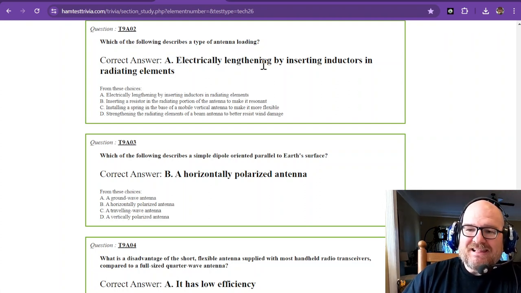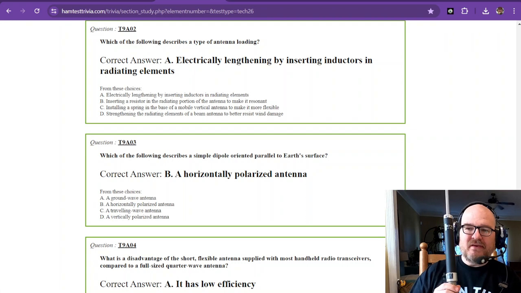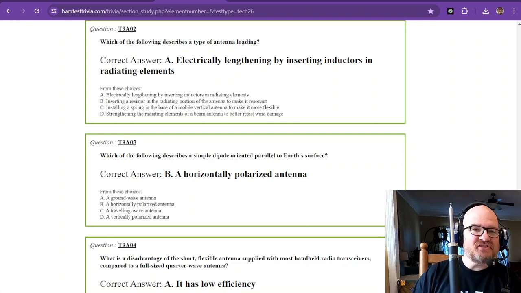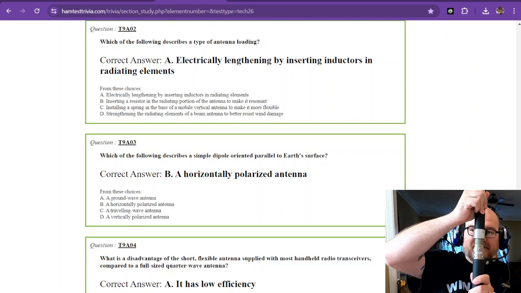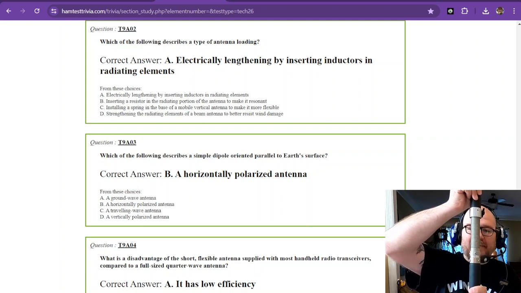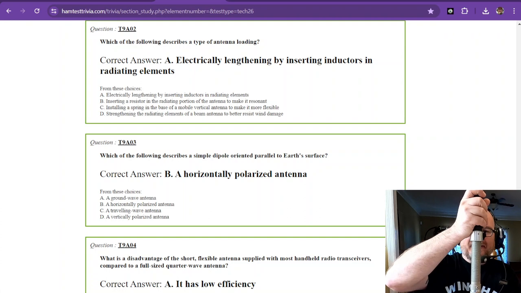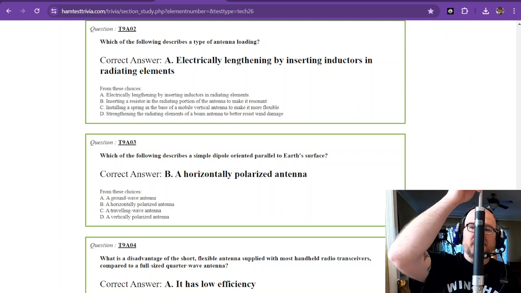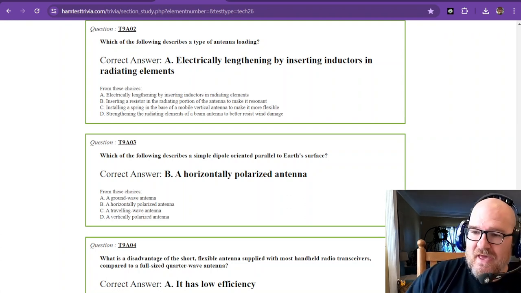Which of the following describes a type of antenna loading? The correct answer is electrically lengthening by inserting inductors in radiating elements. I happen to have one in my hand right now. This is called the new super antenna. It's just one of many types, but it has a whip at the top that extends, and you can change the frequency by sliding this down, which brings in this 80 meter coil below it. So this helps me tune the 80 meter band. Without this, I can go from 10 meters all the way to 40 meters by extending this out. I can even take this off and just use the whip itself on the mount and do 2 meters and 6 meters. So we'll put that away.